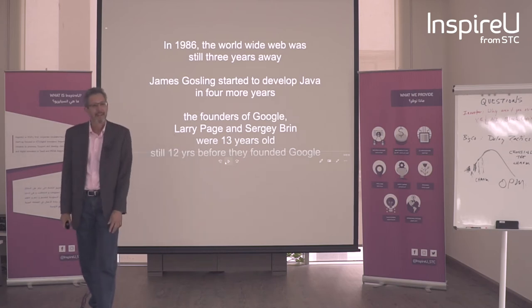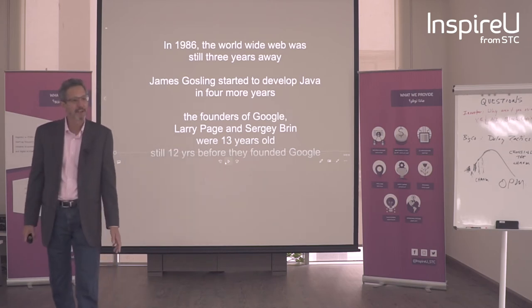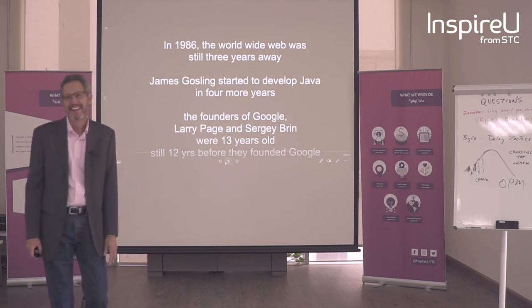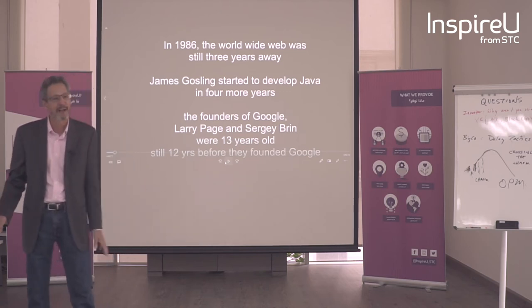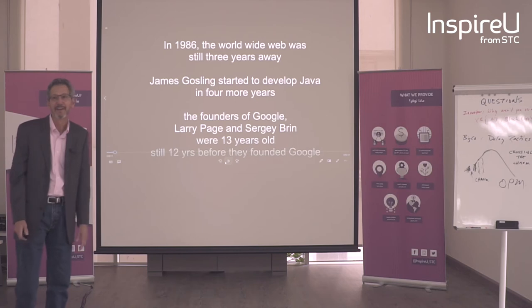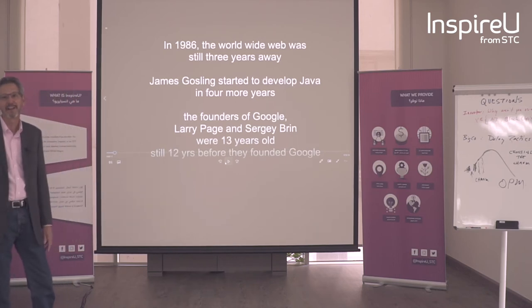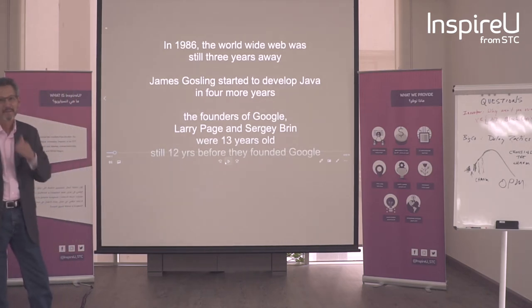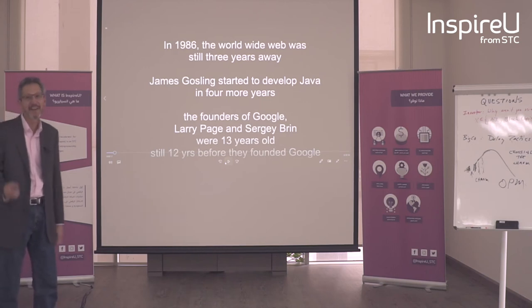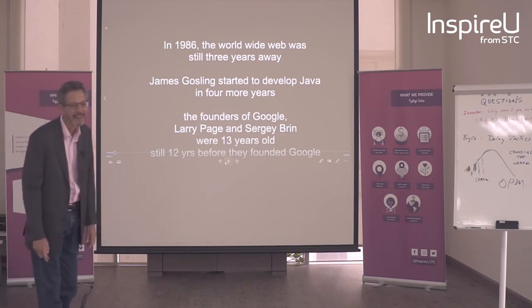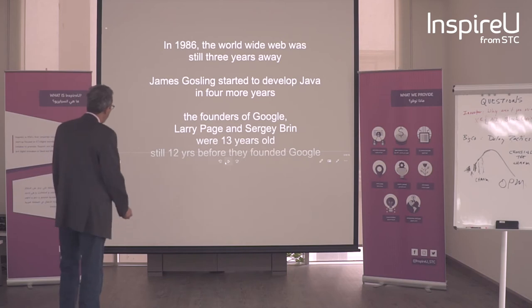And Google: Brin and Page were 13 years old in 1986. They hadn't invented Google, hadn't thought anything about that. They were still riding their bicycles around. Okay, how old were you in 1986, sir? I was 18. Eighteen, so he already had a car. So, okay, this was a long time ago.